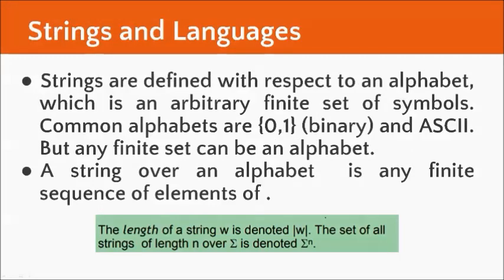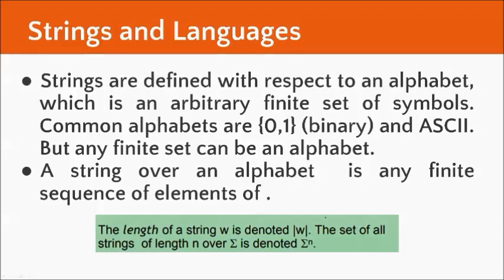Okay, next. Strings and languages. So strings are defined with respect to an alphabet, which is an arbitrary finite set of symbols. So common alphabets are 0 and 1, binary, and ASCII. So again, ASCII is a value that is equivalent from the keyboard. Okay, for example, enter, the ASCII value of enter in the keyboard is ASCII 13. But any finite set can be an alphabet. A string over an alphabet is any finite sequence of elements of the alphabet.